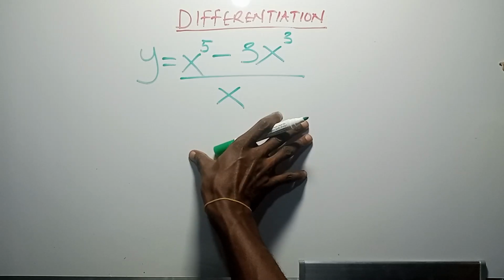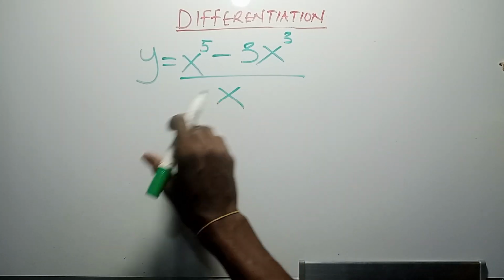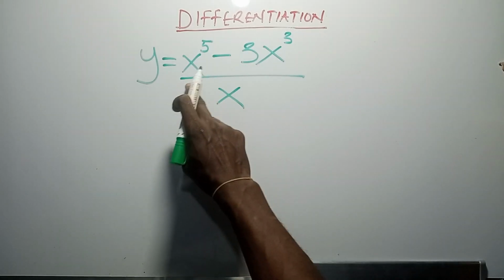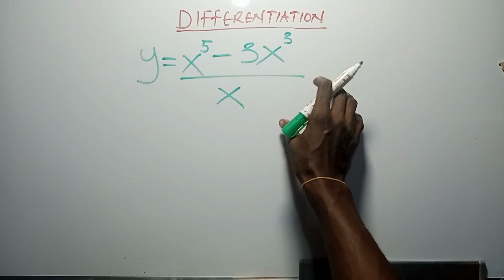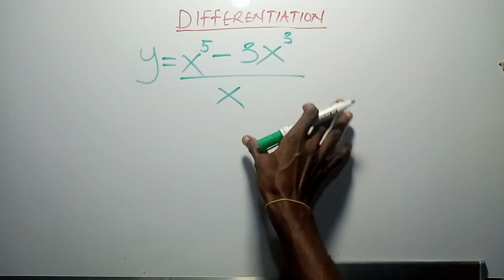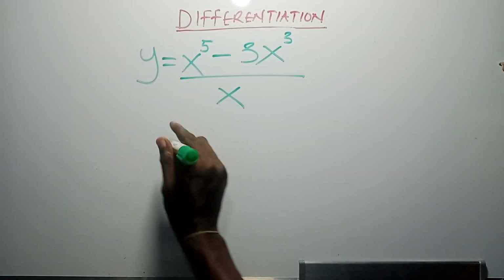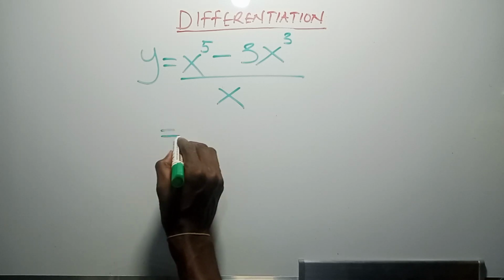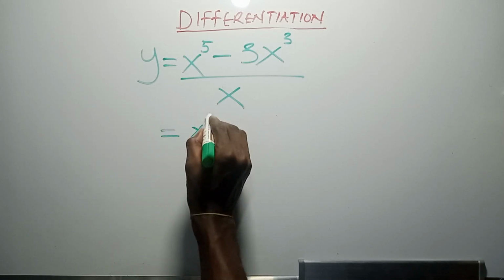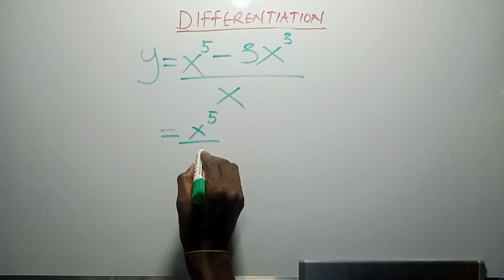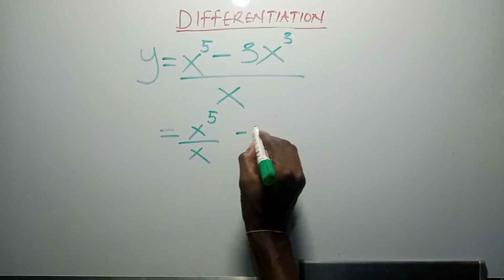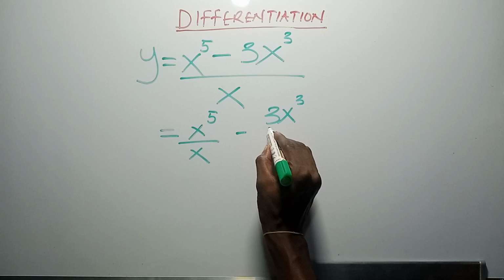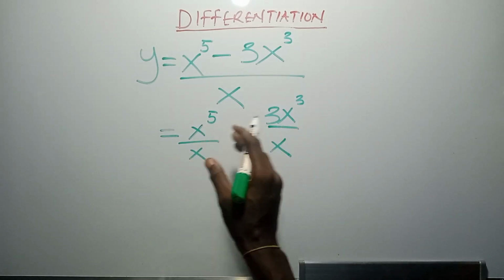Now here is another problem, and this problem is somehow similar to the one we just finished solving. The first step is to get rid of this dividing line and make this expression as linear as possible. So we can do that by doing this: x raised to the power of 5 all over x minus 3x raised to the power of 3 all over x. They are the same thing.